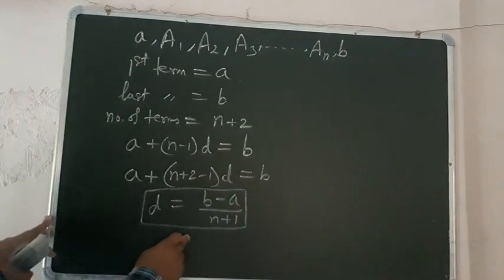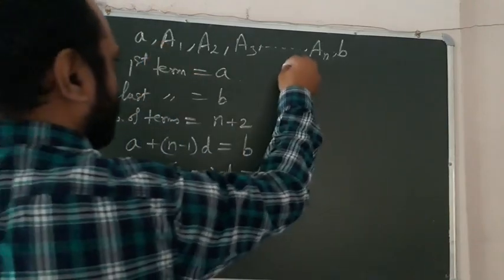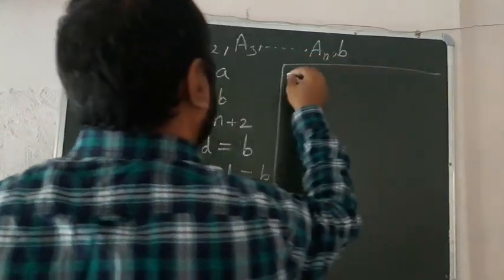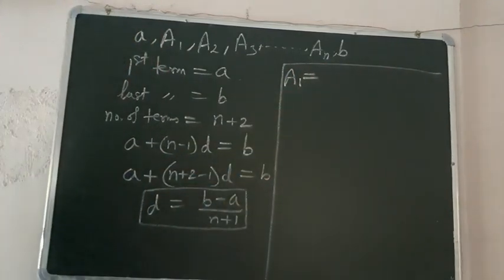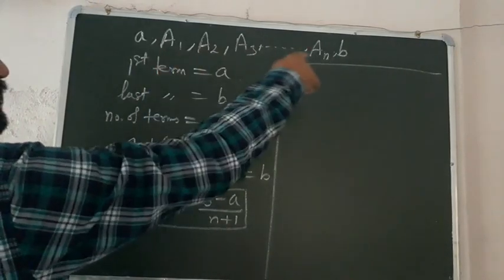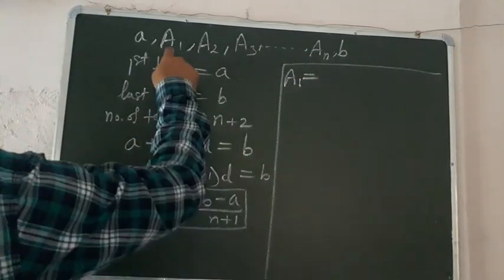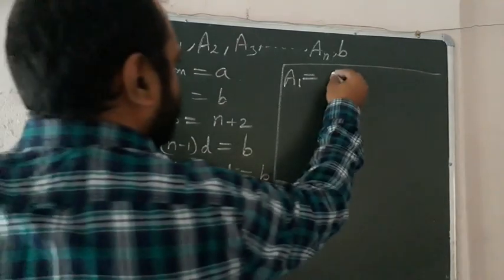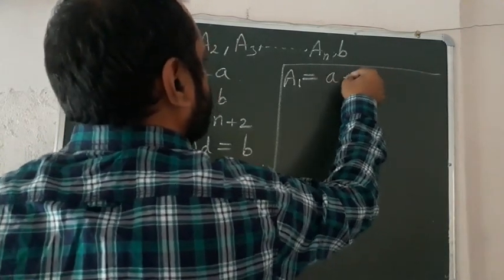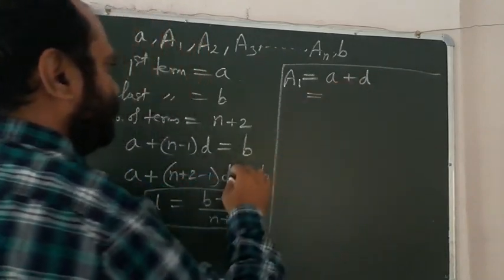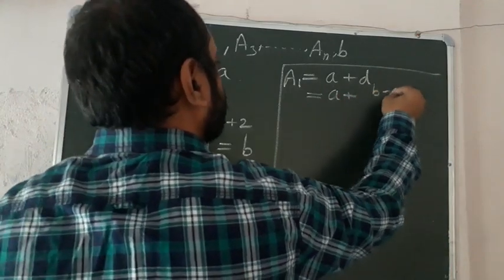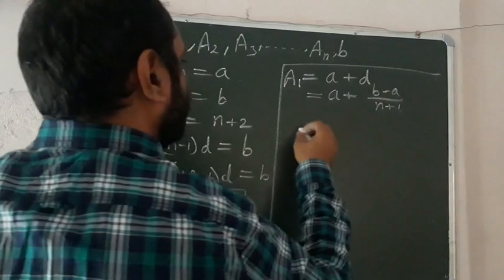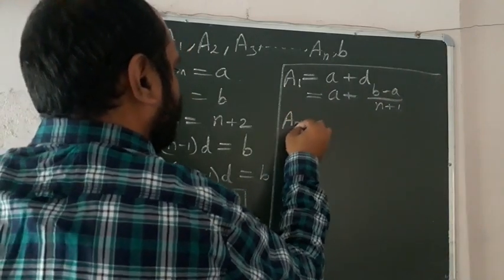Now we have the difference, so we find all the arithmetic means one by one. Firstly, I am finding A1, the first arithmetic mean. As you see in this sequence, A1 is the second term, and the formula for the second term is a plus d. So A1 is a plus d, which is a plus (b minus a) over (n plus 1). Similarly, what is the value of A2?